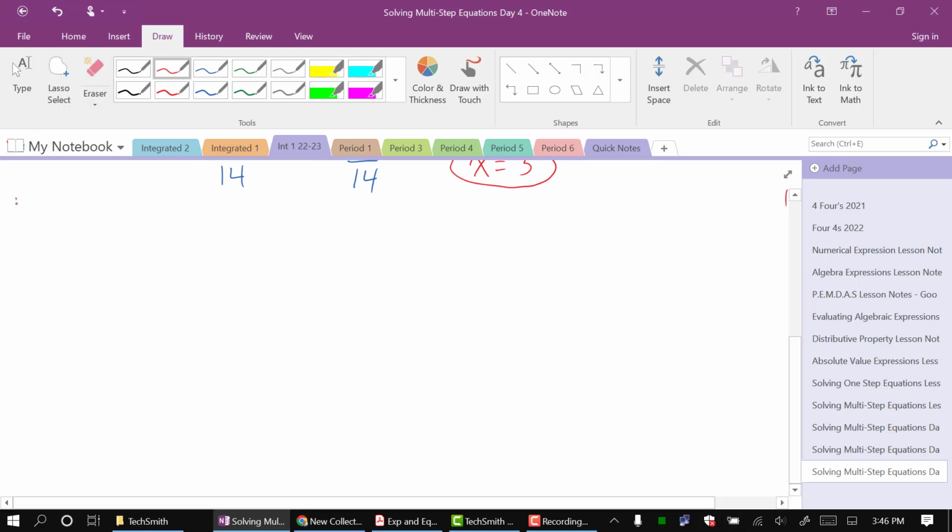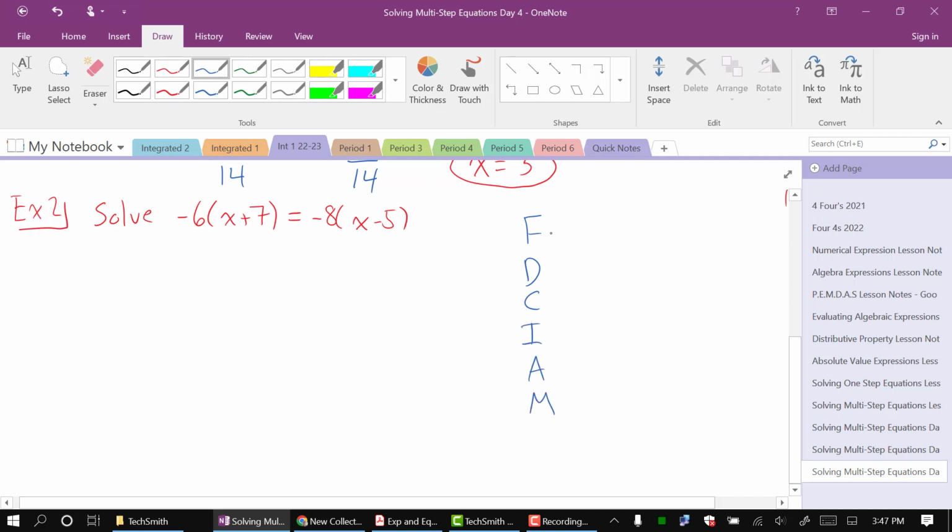Let's take a look at our second example. Example 2. Solve negative 6 times the quantity x plus 7 equals negative 8 times the quantity x minus 5. And again, we're going to use our acronym over here. Fractions, distribution, collect like terms, isolate the variable, add, subtract, and multiply, divide. So if I look at this, I have no fractions in this. So I can go ahead and cross off the F.